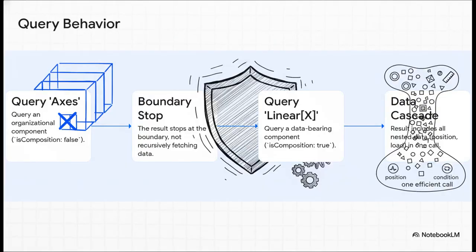So why should you care about this? Well, it completely changes how you get your data. If you ask for data from an organizational container, the API smartly stops right at that boundary. It won't go digging through every single child, which saves you from a massive data overload. But if you query a data-bearing component, like our linear x-axis, the API gives you everything inside it. Position, load, condition, all in one super efficient call.